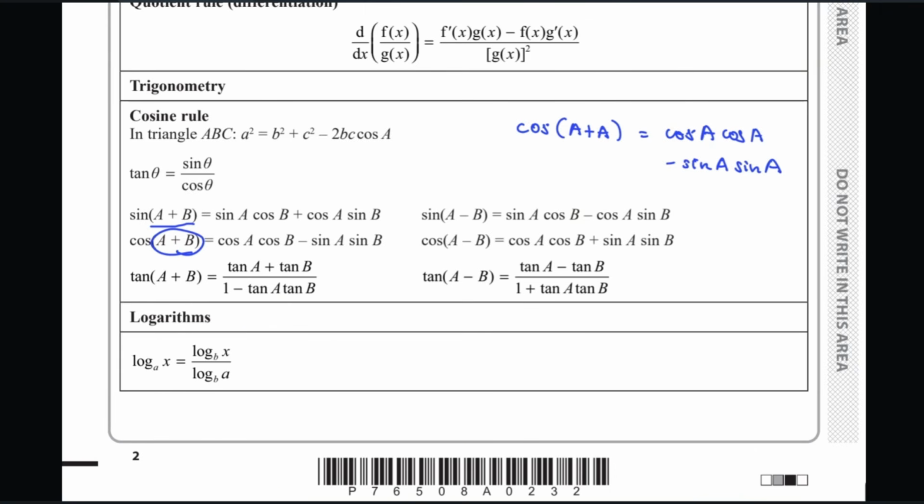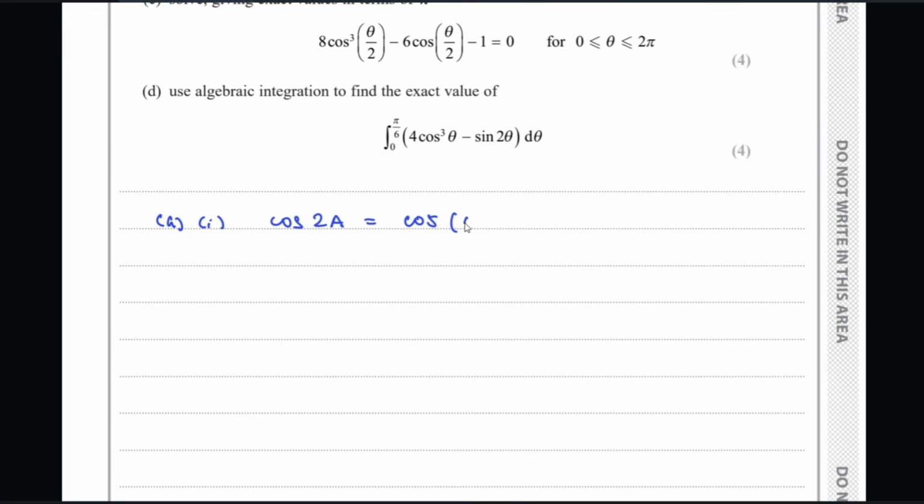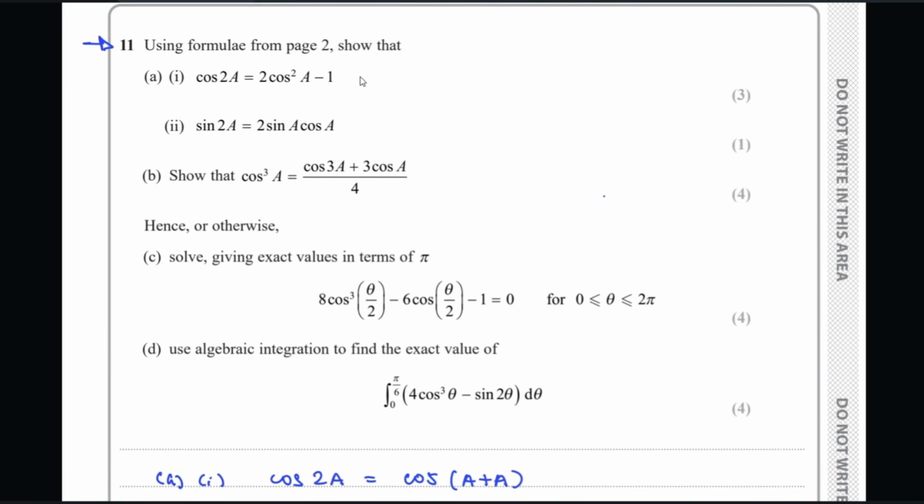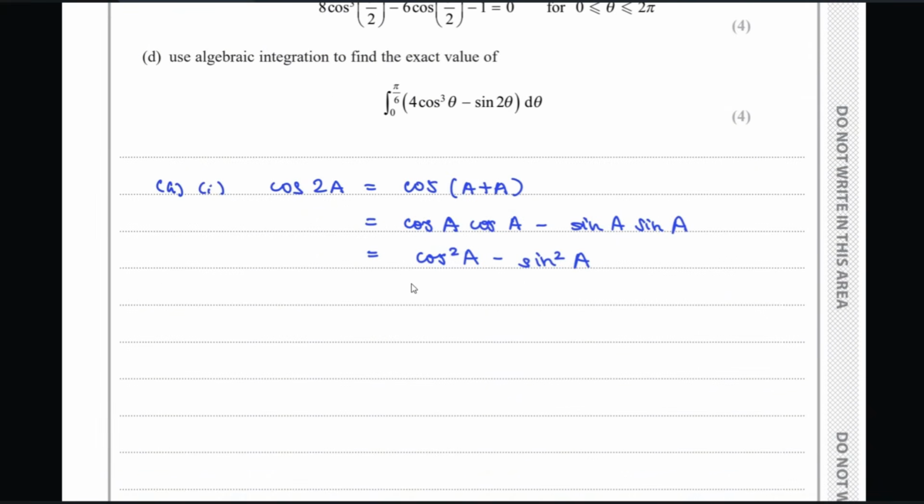Let's go back. So cos 2a is equal to cos(a plus a), and that would mean that we have cos a cos a minus sine a sine a. And we would have cos squared a minus sine squared a. And what do we need to turn this into? We need to turn this into 2 cos squared a minus 1. So we have to get rid of sine squared a.